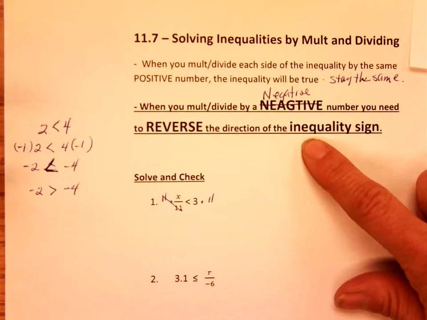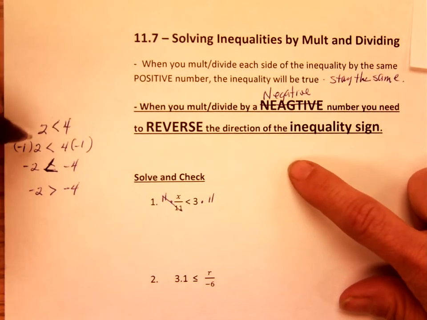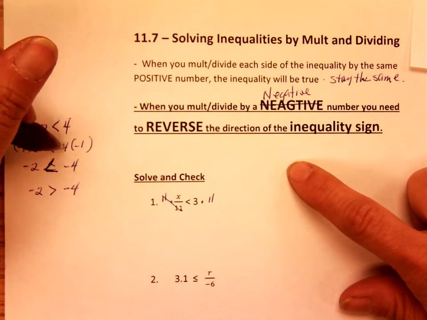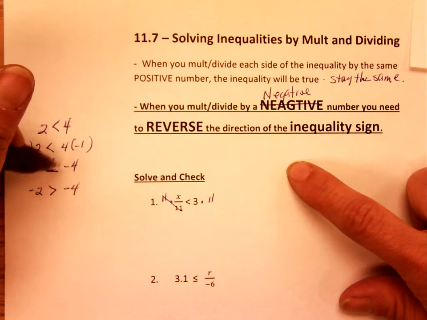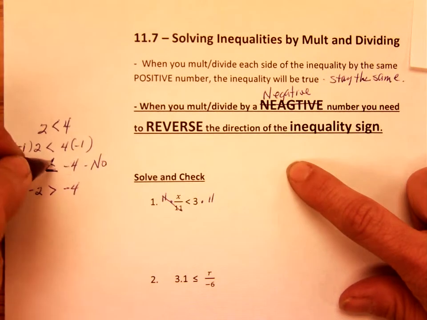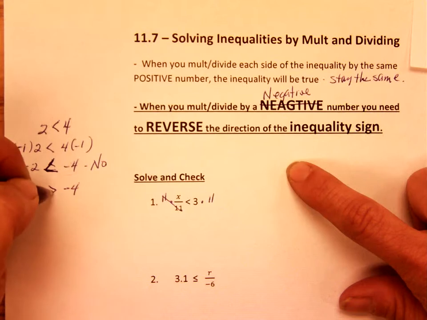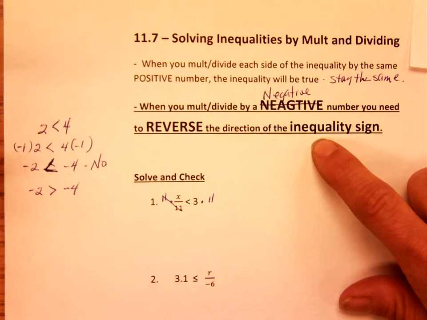Now this is why. If you have 2 is less than 4, let's say you multiply it by negative 1. So here's negative 1 times 2 is less than 4 times negative 1. Well, negative 1 times 2 is negative 2. We keep the same, less than. 4 times negative 1 is negative 4. Is that statement true? No, it is not true. You have to change the inequality sign to make it true. Negative 2 is greater than negative 4. So that is why the inequality signs are reversed.